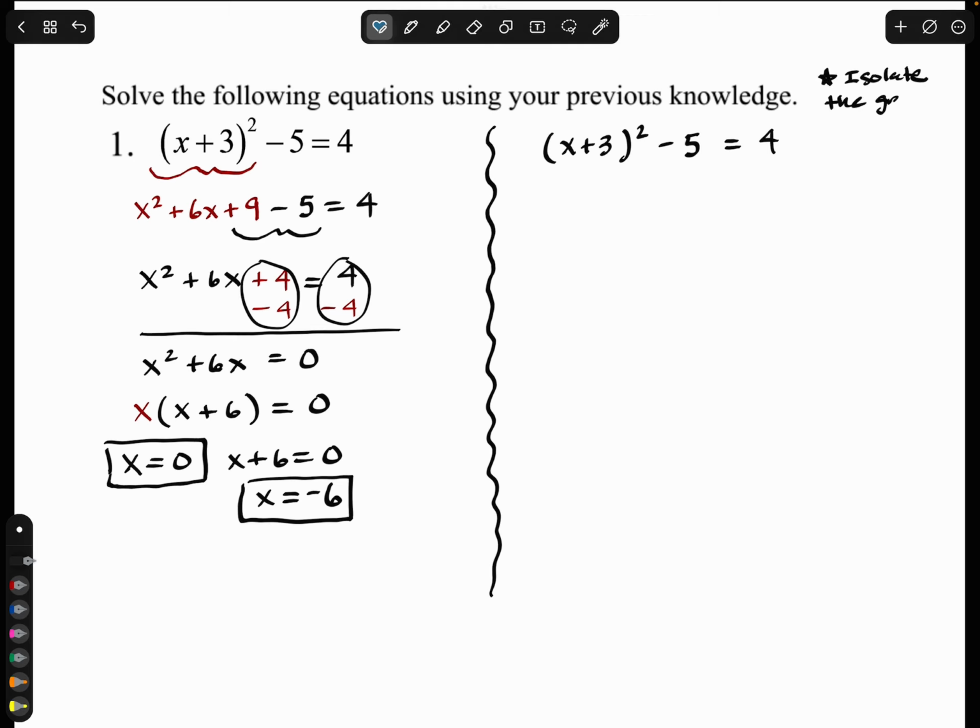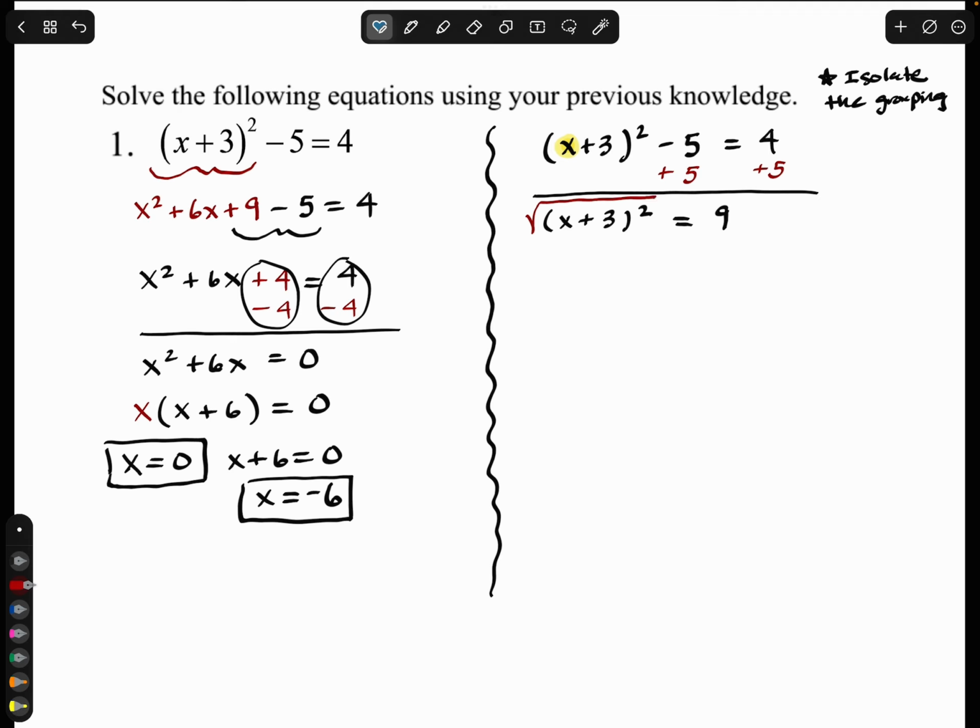isolate the grouping symbols. Okay, so we want to isolate the grouping symbols. We want to get the x by itself, essentially, but when we look here, our x is inside these grouping symbols. So we want to get the quantity of x plus 3 squared by itself. So in order to do that, the first thing we're going to do, let's just go ahead and add our 5 to each side. So we're going to have the quantity of x plus 3 squared is going to equal 9. Now we need to undo the square.